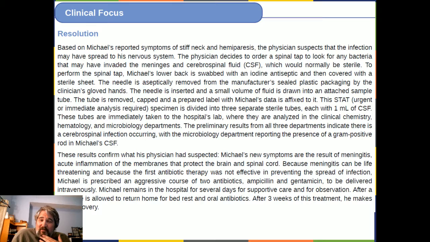Michael's new symptoms are the result of meningitis, acute inflammation of the membranes that protect the brain and spinal cord. Because meningitis can be life-threatening, and because the first antibiotic therapy was not effective in preventing the spread of infection, Michael is prescribed an aggressive course of two antibiotics, ampicillin and gentamicin, to be delivered intravenously. He remains hospitalized for several weeks for supportive care and for observation. After a week, he is allowed to return home for bed rest and oral antibiotics. After 3 weeks, he makes a full recovery. All right. So that one was a good story as well, or had a good outcome.